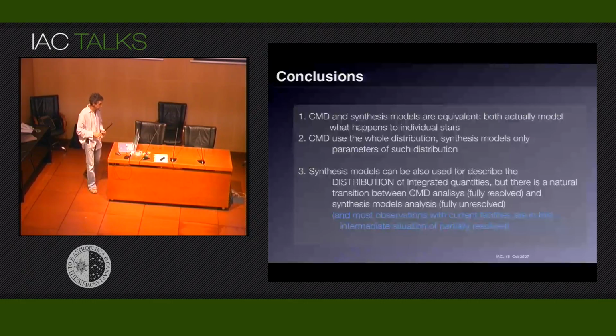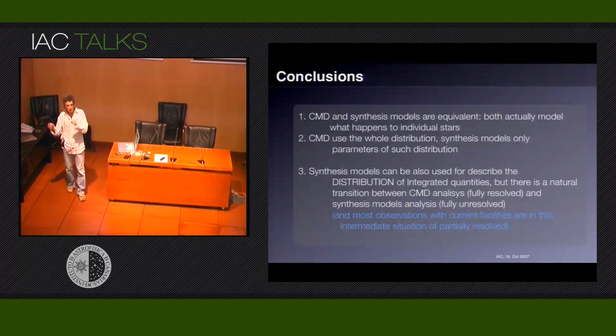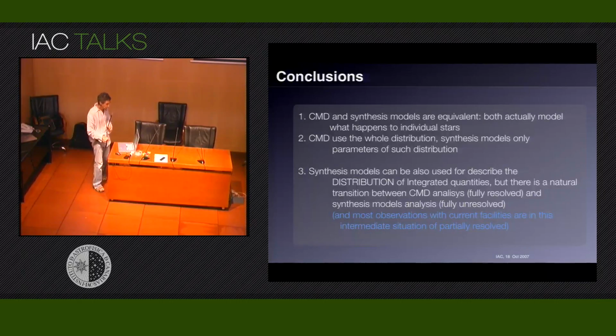So the conclusions are here that, okay, more or less color magnitude diagrams and synthesis models are equivalent. Actually, they model exactly the same. The point in color magnitude diagrams is that they use the whole distribution, and usually the people that use synthesis models only use the mean value of this distribution. But in any case, if you think in probability terms, synthesis models can also be used to describe the distribution of integrated quantities, and you can extrapolate all the things that you do with color magnitude diagrams also to modeling galaxies.